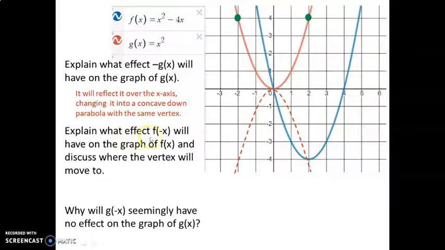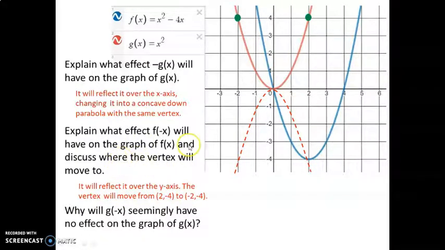Alright, next, explain what effect f of negative x will have on the graph of f of x. So here's the function f of x. That is this blue parabola right here. And now we are doing this transformation, f of negative x. So now instead of making the y values negative like we did with negative g of x, we're making just the x values negative because we see a negative applied to the x. So if every x value becomes negative, imagine this blue parabola, all the x points become negative, they will jump to this side. So we are reflecting it over the y-axis. So it will reflect it over the y-axis.